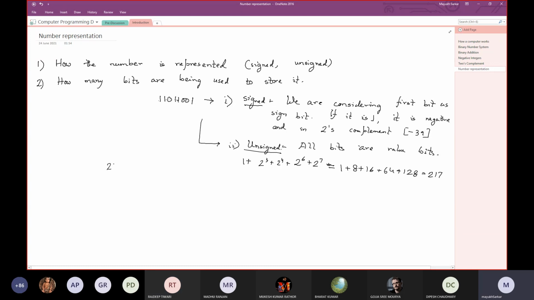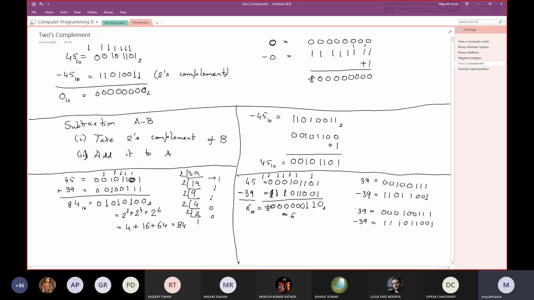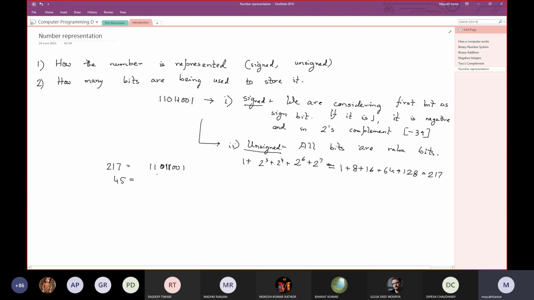Yes, sir. Now suppose on a machine you had 217, so 11010110001, and you add 45 as well, and that is 000101101. Again, I have taken 9 bits there for the demonstration.